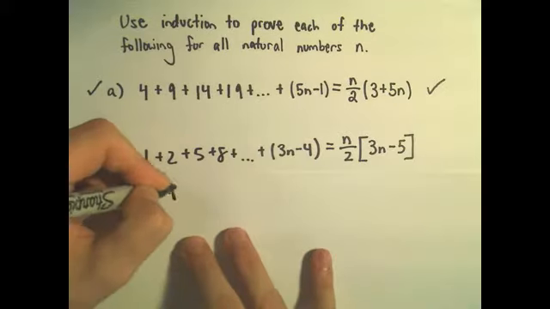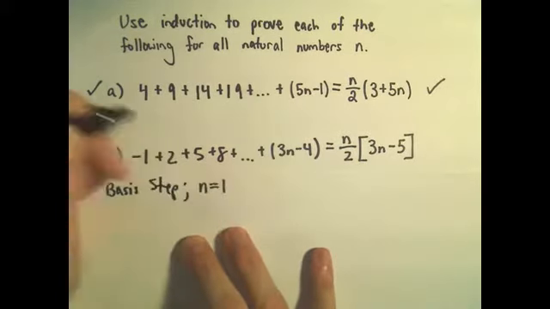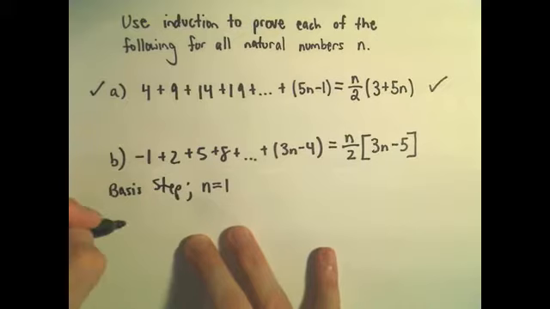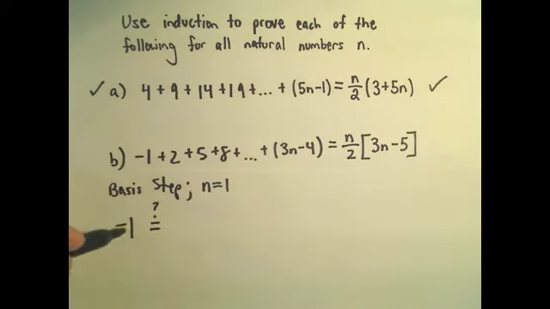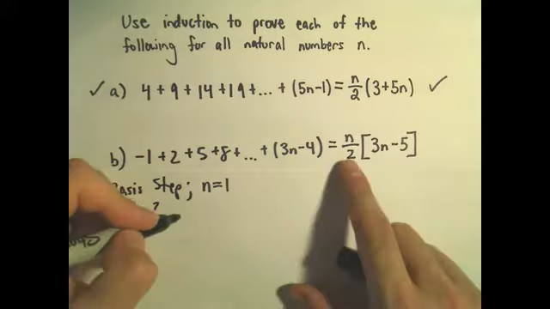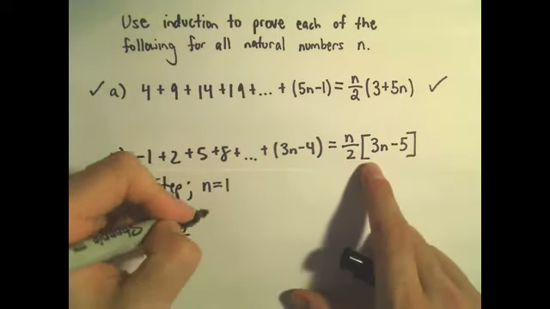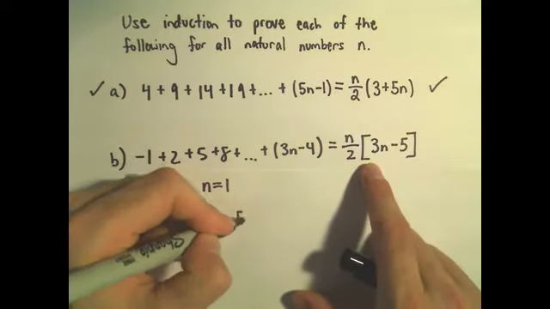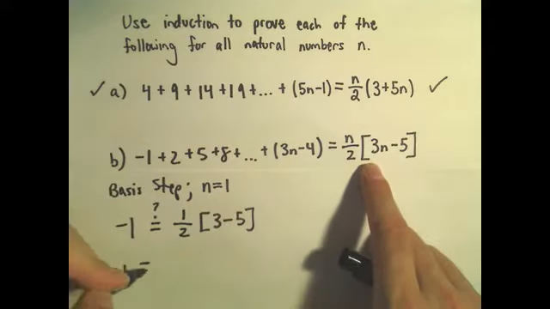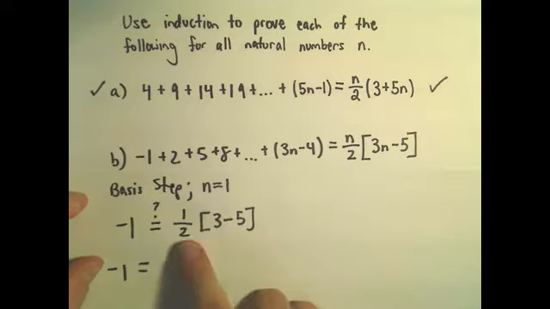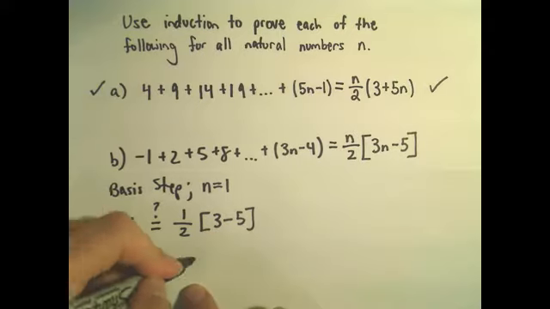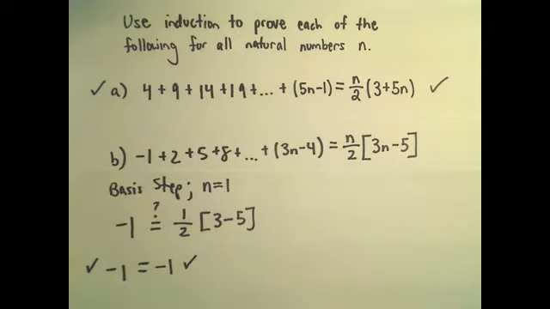So the basis step in this case is going to be n equals 1. On the left side we'll just get -1. On the right side, and again, I'm asking myself, are these equal? That's what I'm trying to verify. We'll get 1 over 2 times 3 minus 5. Well, on the right, in the brackets, 3 minus 5 is -2. -2 times a half is -1. So the basis step is correct, is valid.